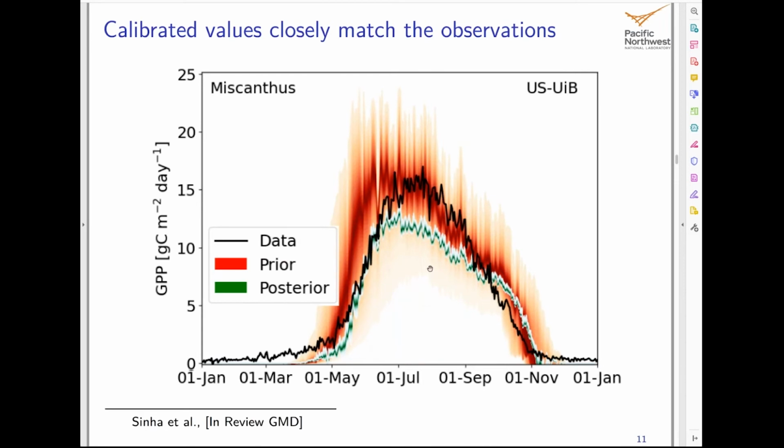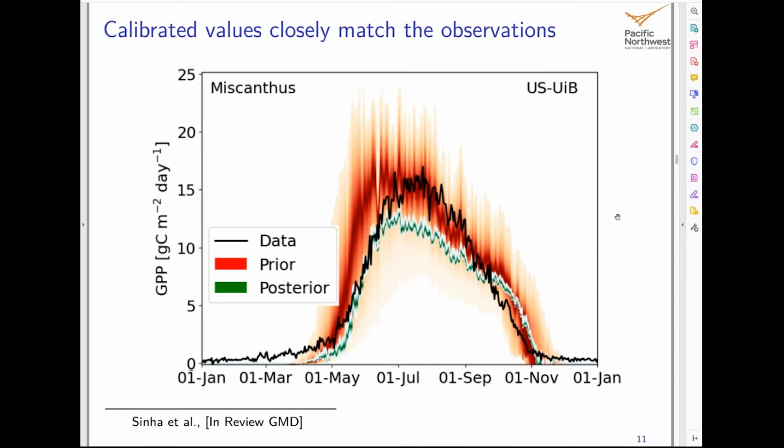What is the calibrated value? Basically, based on the optimized parameter ranges, what is the calibrated value? And as you can see, the calibrated value, the green shading, very closely captures the leaf onset as well as the leaf senescence. It also captures the timing of the peak GPP. However, it does underestimate the peak GPP magnitude itself. So we are capturing a lot of the observations, like the seasonality, but maybe slightly off in the magnitude.